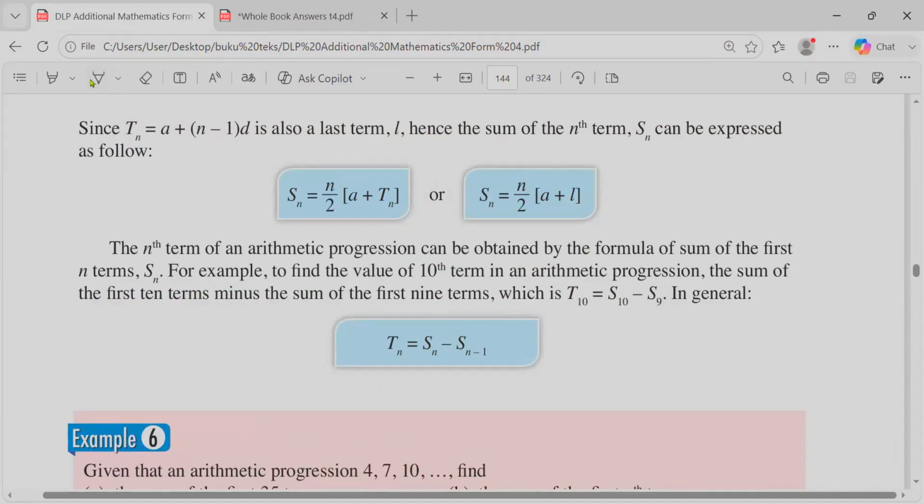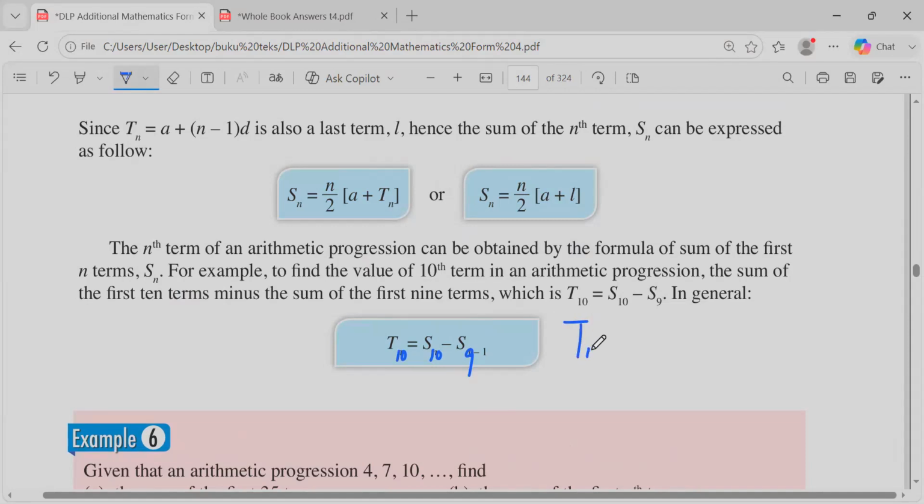Okay, what does this mean? Let's say I substitute 10, and this one will be 10. This one with 10 minus 1 will be 9. So the 10th term is equal to the sum of the first 10 minus the sum of the first 9.